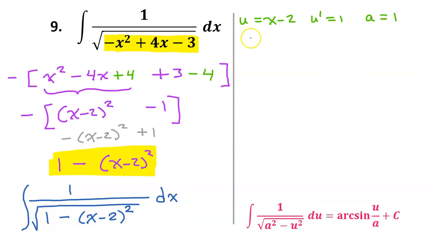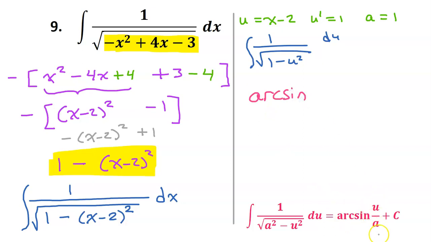If we go ahead and make this substitution, we have the integral of 1 over the square root of 1 minus u squared. Instead of dx, we will write du over u prime, but u prime is just 1, so that's it. This is now a perfect match with the rule, so we can go ahead and use the rule to integrate. So we have arcsine u over a, but a is 1, so it's really just going to be arcsine u plus c.